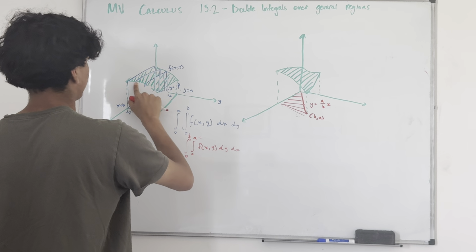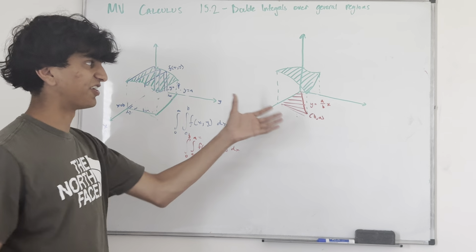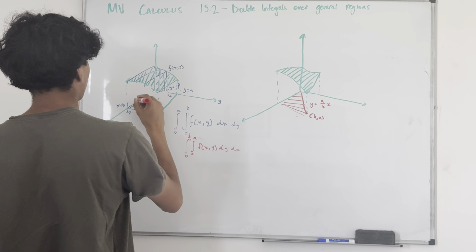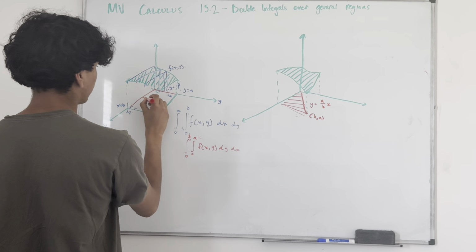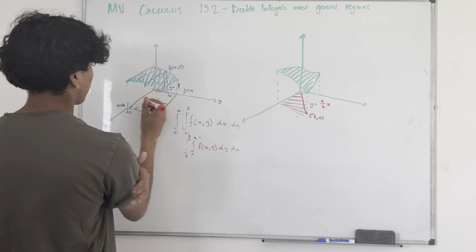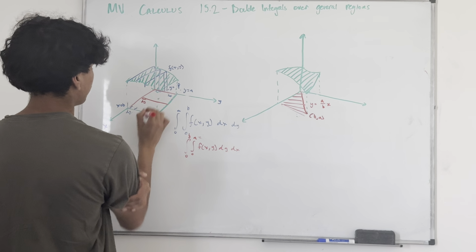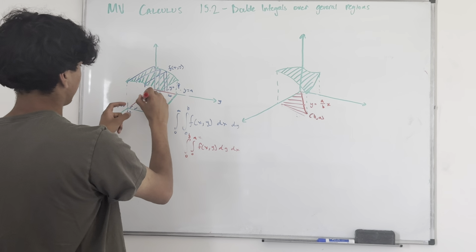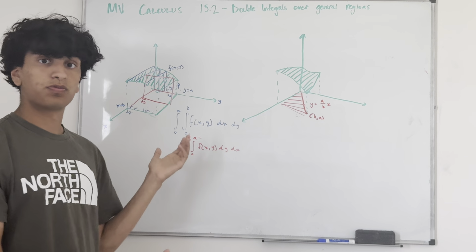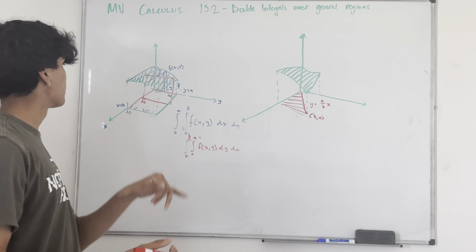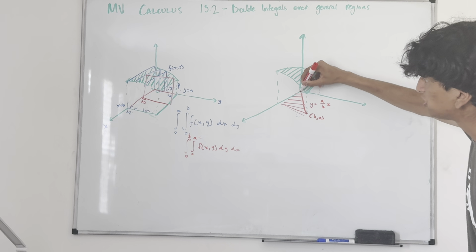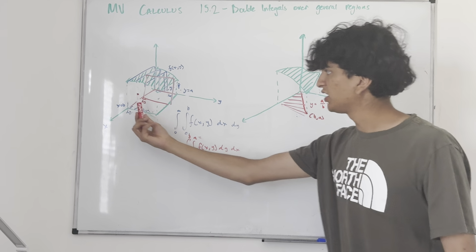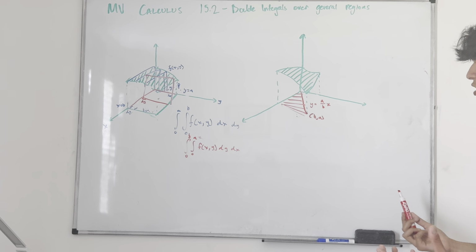Oh my god, this is kind of ruining the drawing. Maybe I should have started it like this. But essentially, along the y-axis, we're going to extend that line, and then we're going to take all the little dy's, and then we're going to get the cross-sectional area like so. That's the inner integral.